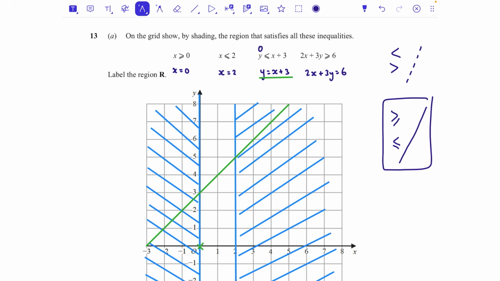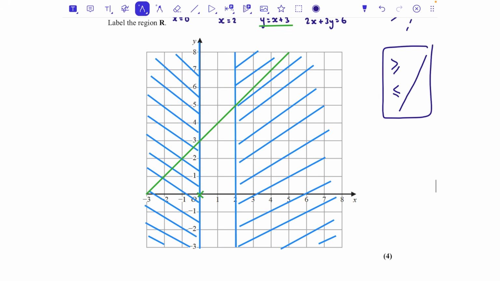Is 0 less than or equal to 0 add 3? So I'm using the point 0, 0 because it has an x coordinate of 0 and a y coordinate of 0. So then I can substitute that in. Is 0 less than or equal to 0 add 3? Yes, it is. So that point is good.